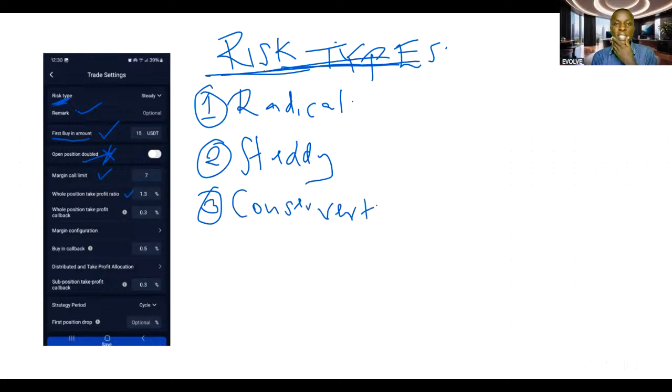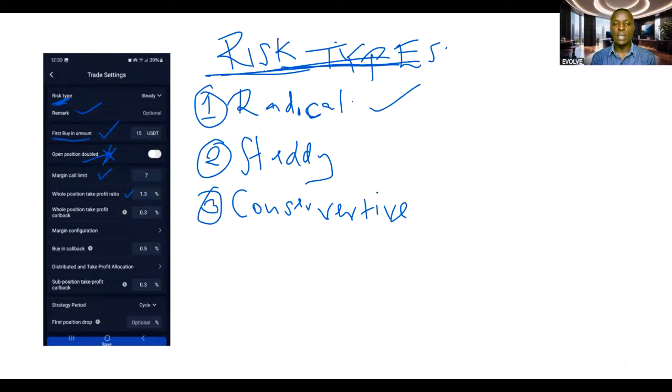It's important for you to understand how to apply this. This is going to be my lesson today alone. We shall be breaking these ones down, I guess, one at a time. So this is going to be my discussion tonight. We are breaking down the risk types, understanding when to apply radical, when to be steady, and when to be conservative. Can you give me a yes?